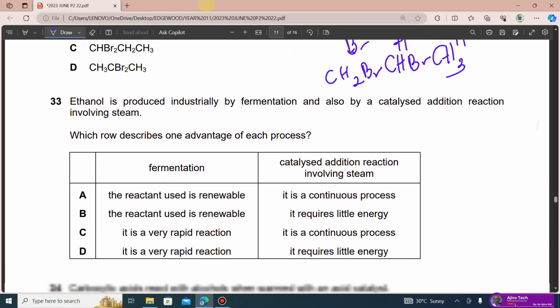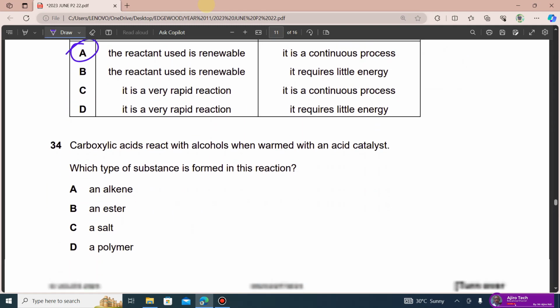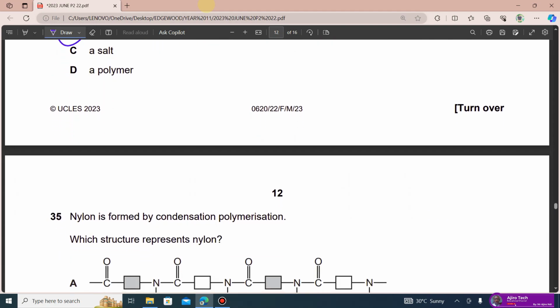Now, ethanol is produced industrially by fermentation and also by a catalyzed addition reaction involving steam. So which row describes one advantage of each process? It is that the reactant is renewable and it's a continuous process. Okay, so that's just it. Carboxylic acid reacts with alcohols when warmed with an acid catalyst. What type of substance is formed in this reaction? Of course, from your knowledge of organic chemistry, an ester is formed.